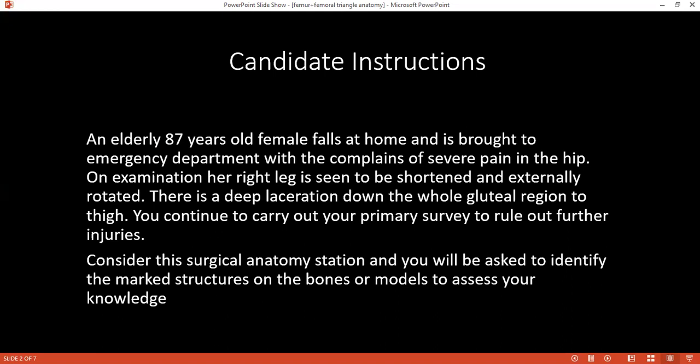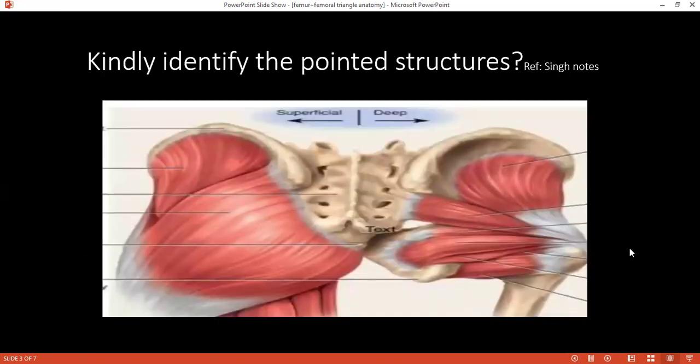Right. So if you have read and understood, considering this surgical anatomy station, kindly tell me what area or what region are you looking at? I'm looking at the gluteal region, of a human specimen. Can you tell me how you would identify the muscles of the gluteal region? The muscles of the gluteal region are divided into two compartments, superficial and deep.